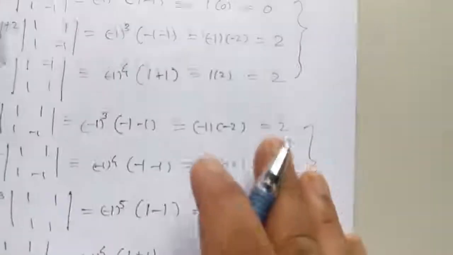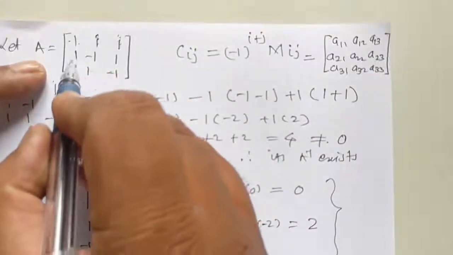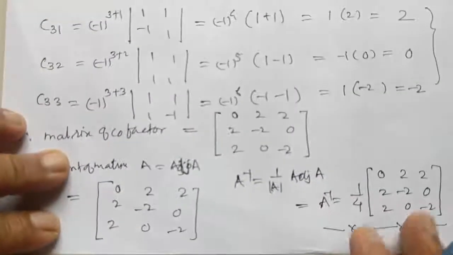In this way we have found the inverse of a matrix by adjoint method. Thank you for watching my video.